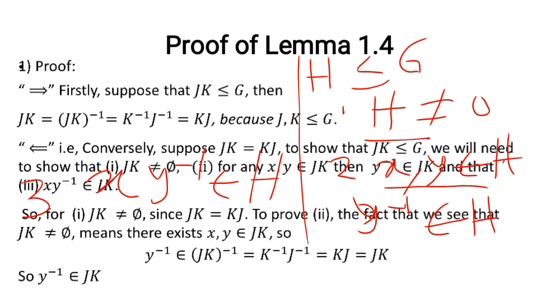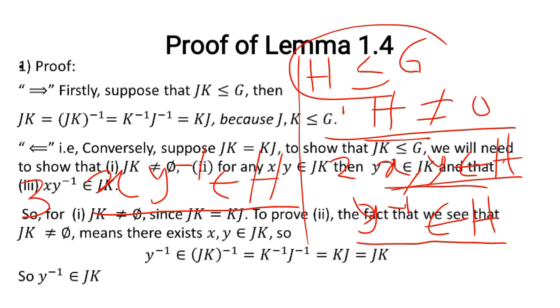So these are 3 things you need to check. You check that H is not empty. Once it's not empty, you can find X and Y in H, and you will now check if Y inverse lies in H. Once you can do that, then you check that X, Y inverse lies in H. So in group theory, that's what we do. Once these 3 conditions are satisfied, then you can conclude that H is a subgroup of G.